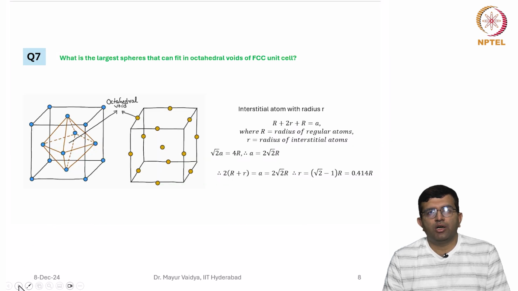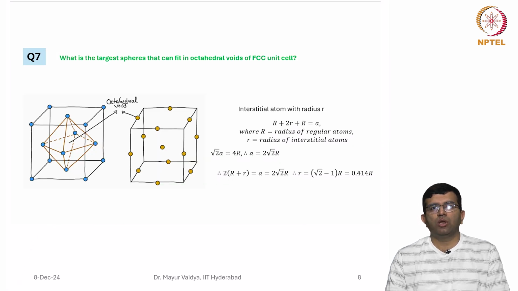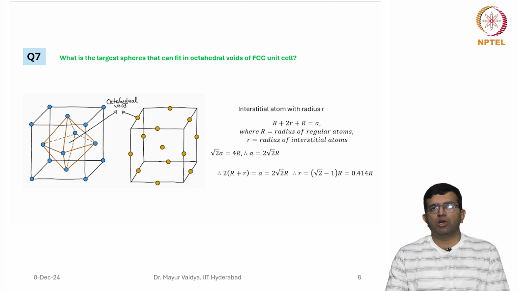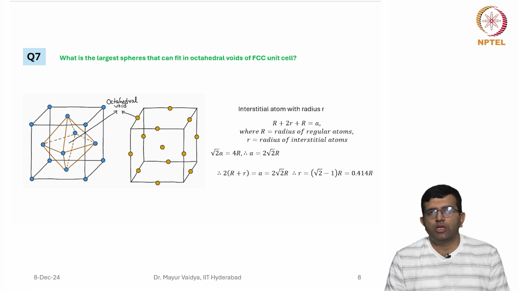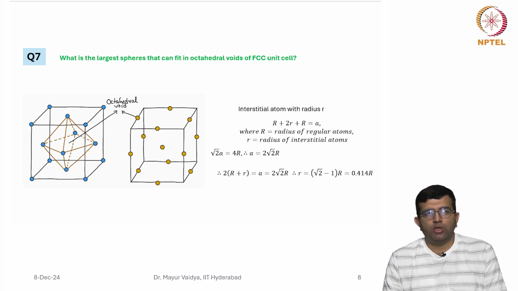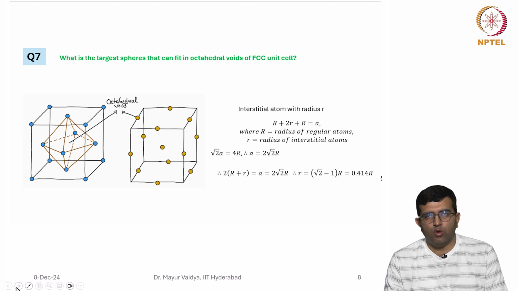So moving ahead to the next question: what is the largest sphere that can fit in the octahedral voids of an FCC unit cell? Please, I strongly suggest that you try first yourself, then only look at the solution. This was also explained in the lecture. So first of all, in an FCC, where is the octahedral void?